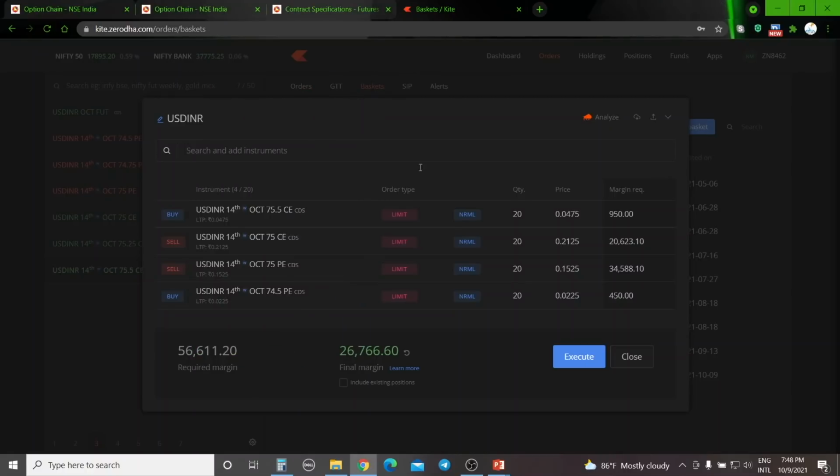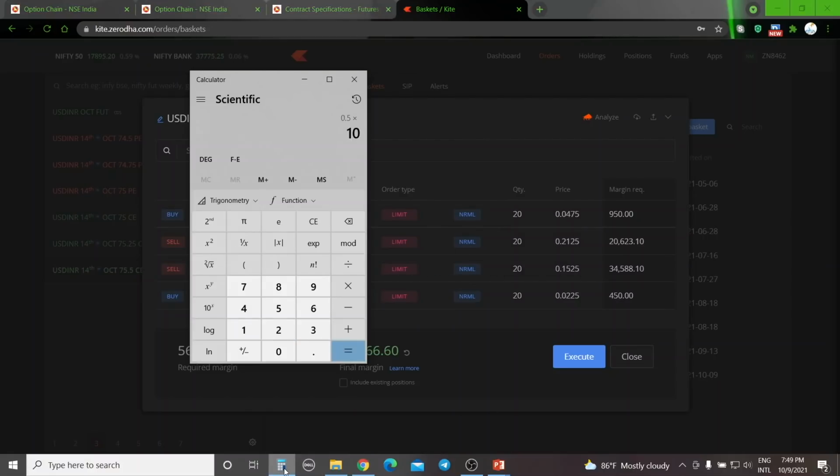Here what is the risk? Here the risk is the difference between the strikes, multiplied by 1000, minus your premium collected. Okay. So 75 and 75.5. So this is a 50 paisa difference. So 50 paisa difference multiplied by 1000, multiplied by 20 contracts. Now you see the risk. So 0.5 multiplied by 1000, this is the strike difference, multiplied by 20. So 10,000 rupees of risk you are having here.